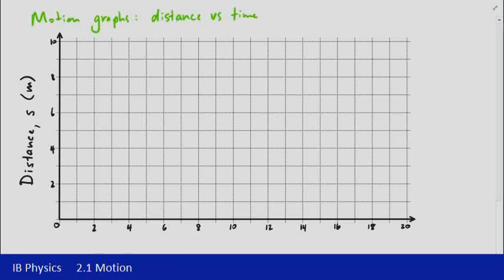So in that axis it'll be distance, the symbol there is s, and the units are meters, and on the horizontal axis it'll be time. The symbol there is t, and the units of measurement will be seconds in this particular case.